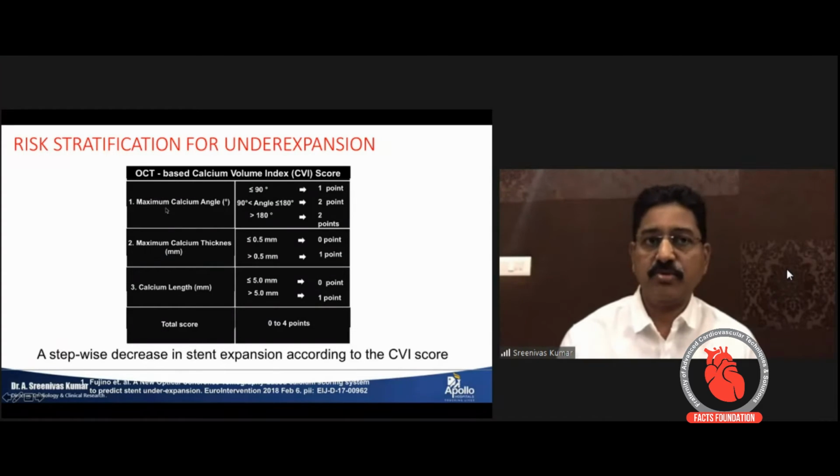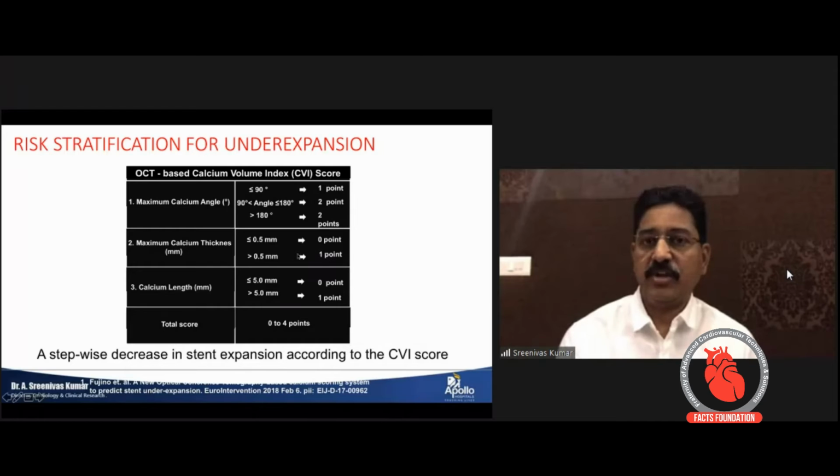This is the score given. The maximum calcium angle, if it is more than 180, then it is more important. If it's up to 250, then it becomes all the more important. At 360 degrees, anyway, it is mandatory to prepare it well. And the thickness, if it is more than 5 mm deep, then it becomes more important.